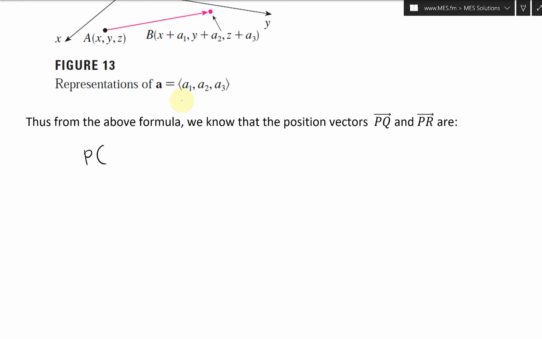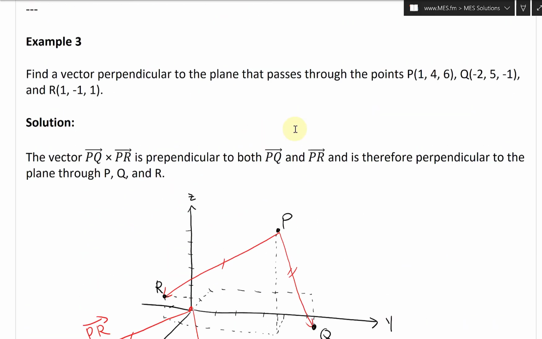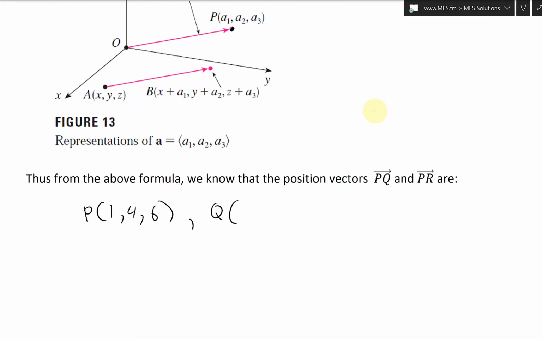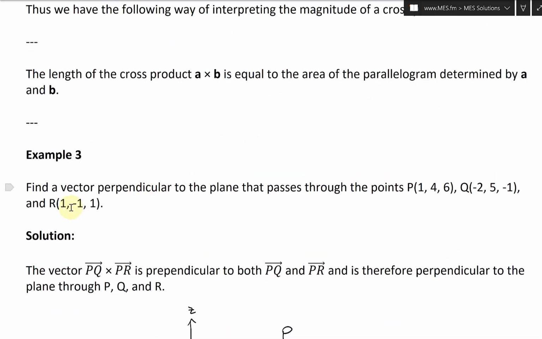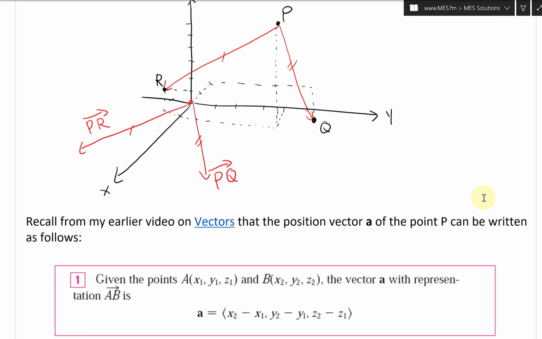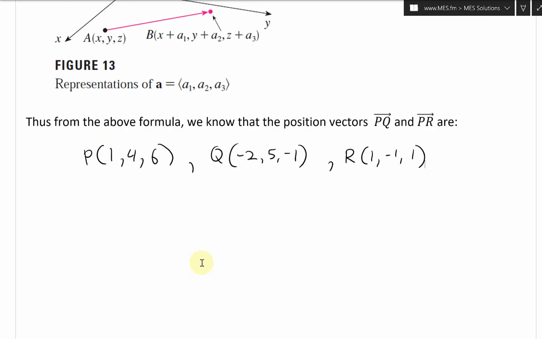So the point P is 1, 4, 6, and then Q is negative 2, 5, negative 1. And then the next one is R. R was, if I remember, 1, negative 1, and 1. So we have all this.